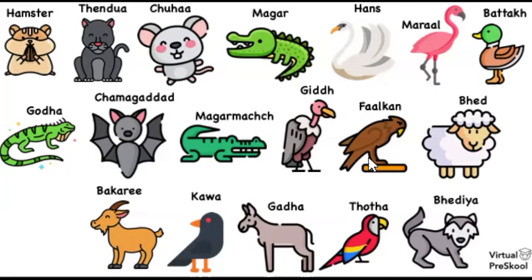Sheep, bhed. Goat, bakari. Crow, kawa. Donkey, gadha. Parrot, tota. And wolf, bhediya. All right, so now you can practice all of these and learn how to say 18 different animals in Hindi.